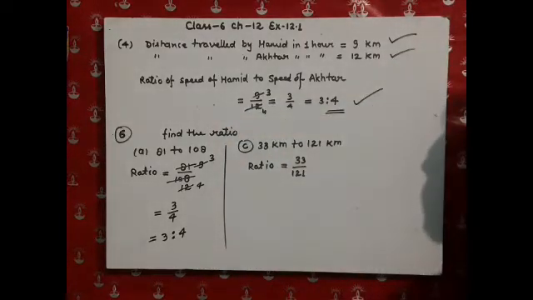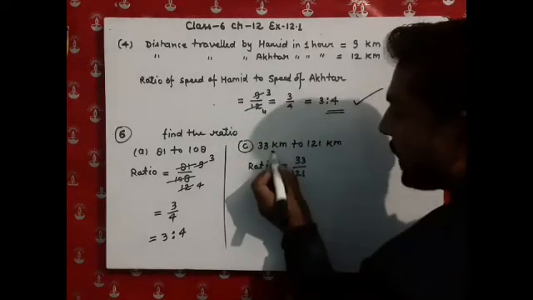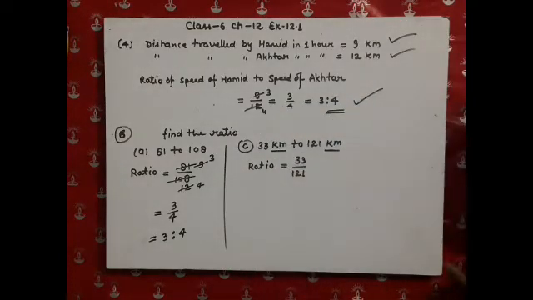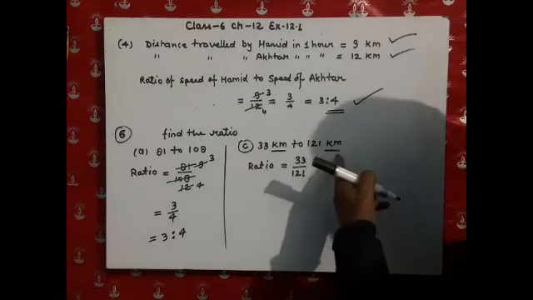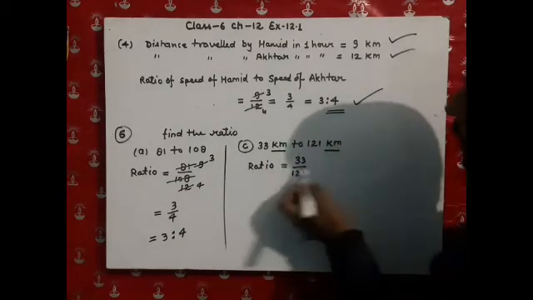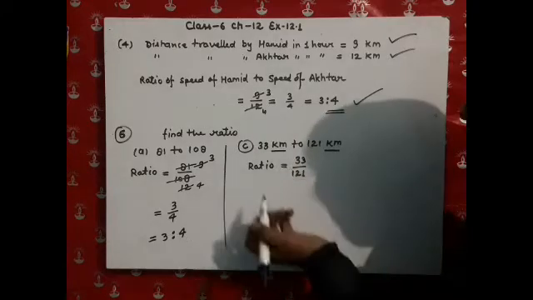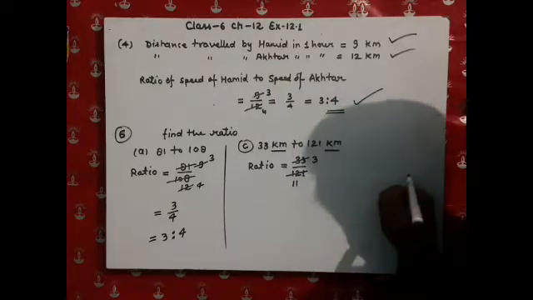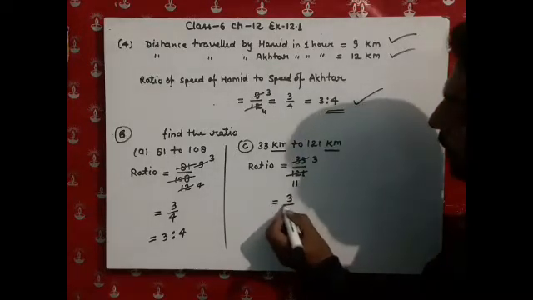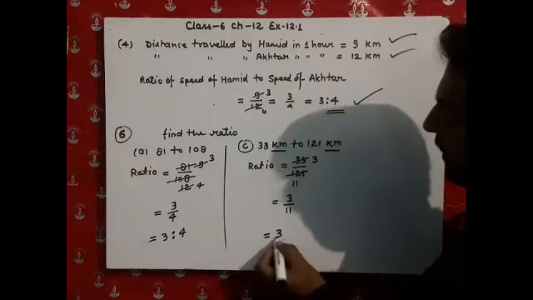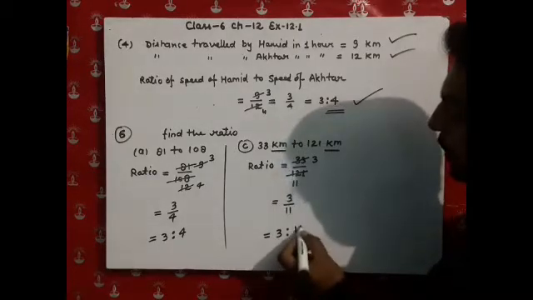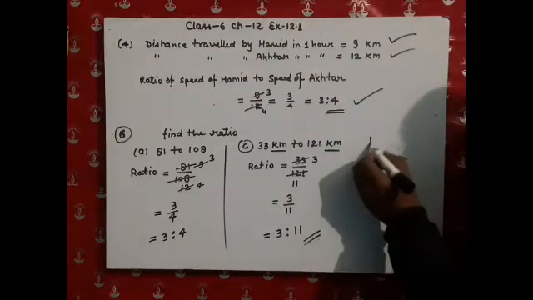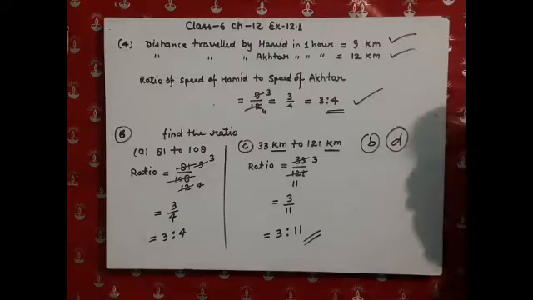Similarly we are going to part C. Here we have to pay attention to the unit. Here both the units are given the same, but in the next question you will get this thing also. We have to keep this in mind. So here ratio will be 33 upon 121. Now both are divisible by 11. 11 3s are 33 and 11 11s are 121. So now it becomes 3 upon 11. So here the ratio will be 3:11. Now this is the answer. Now you have to do the remaining two parts, B and D are remaining. You have to do it by yourself.